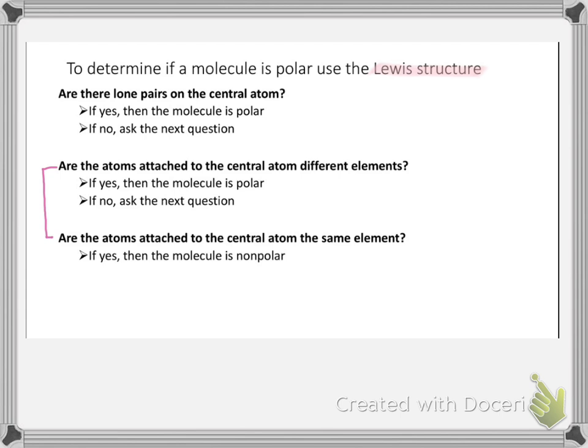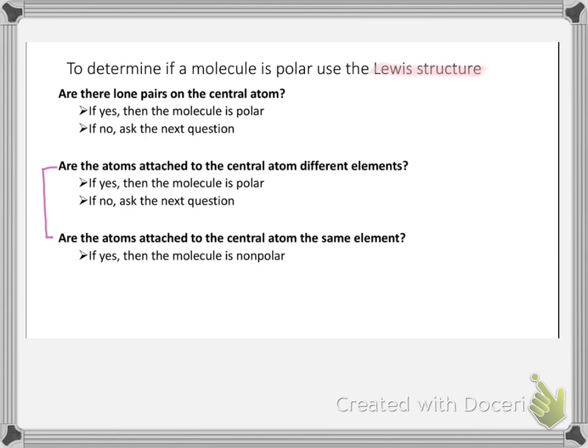So the first thing we want to do when we look at a Lewis structure, if we're trying to figure out if the molecule is polar or not, is see if there are lone pairs on the central atom. And if there are, that molecule is polar. I always think of lone pairs like a big dollop of negative charge, and so it makes the electron cloud around that atom unequal. So we're going to look for lone pairs on the central atom.